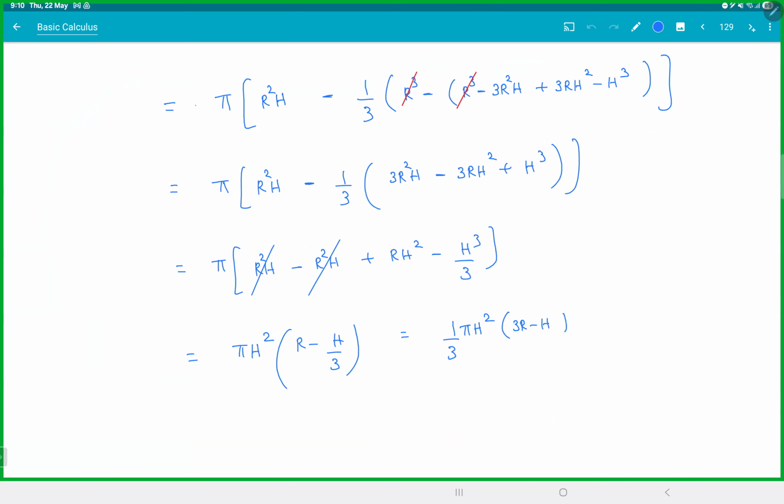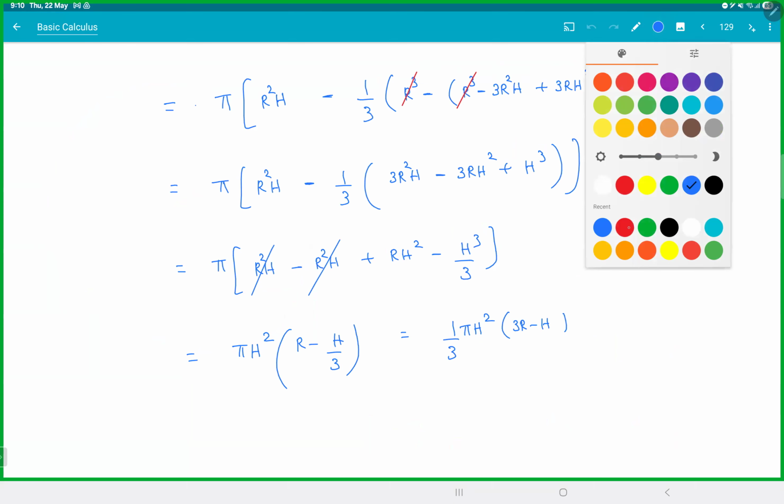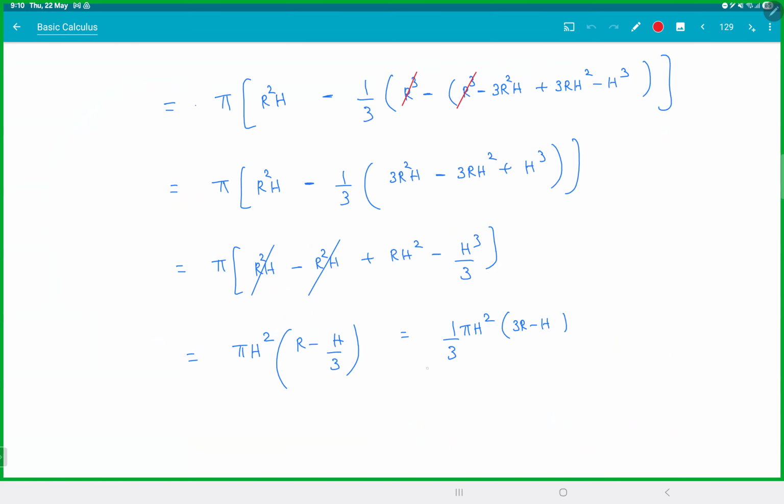This is the volume of that part. And for your verification, we can check. If I put h equal to 0, I'm getting 0, right? If I put h is equal to r, I will get 1 by 3 pi r square into 2r. Yeah, I'm getting 2 by 3 pi r cube. If I put h is equal to 2r, I'm getting 3r minus 2r is r. Yeah, I'm getting 4 by 3 pi r cube. I'm getting all the answers. Obviously, you should get it.